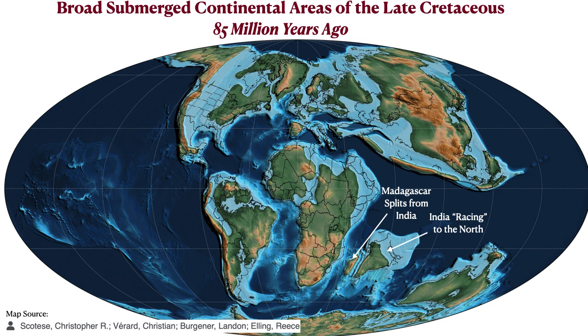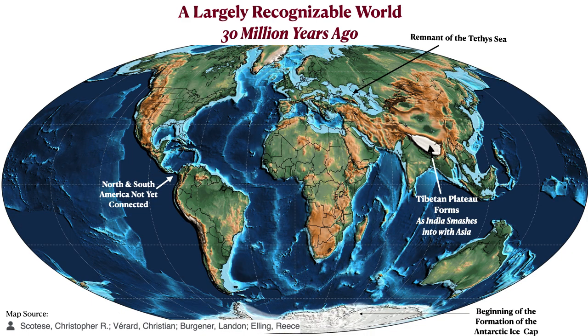So this is a long time ago. India, or South Asia, is racing to the north, moving much faster than most of these continental blocks. Australia is still connected with Antarctica, but they're going to be rifting apart from each other as well. If we jump up to 30 million years ago, we see a largely recognizable world, but with some important differences.